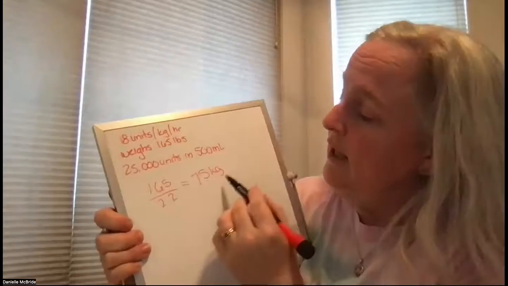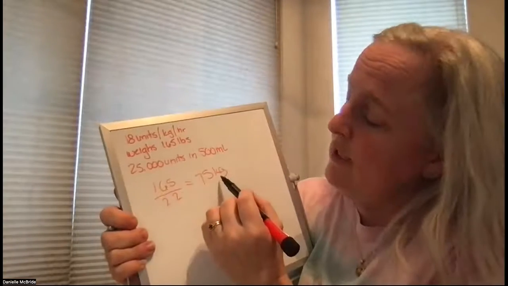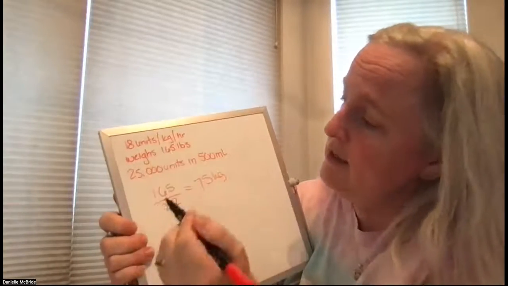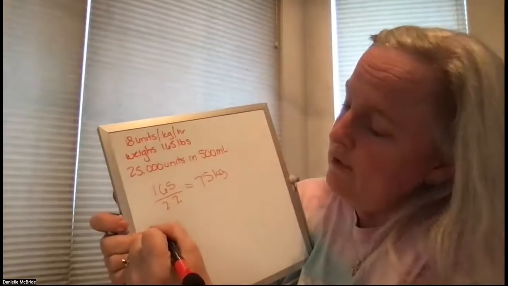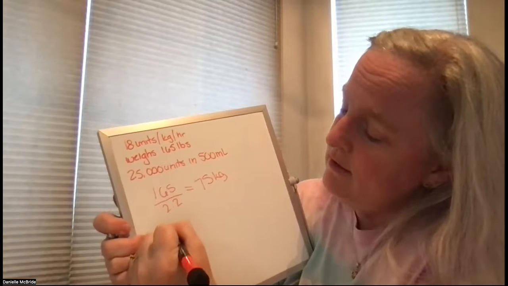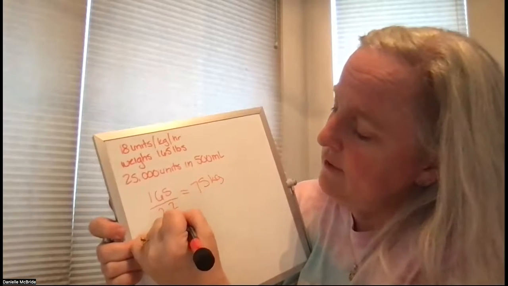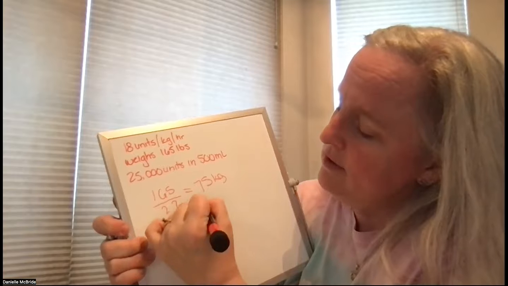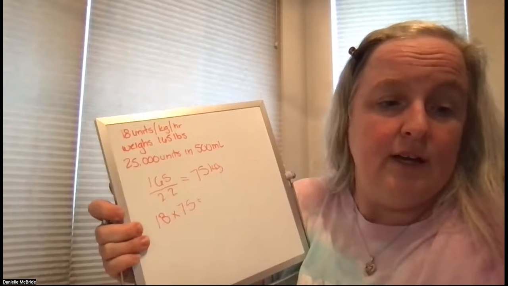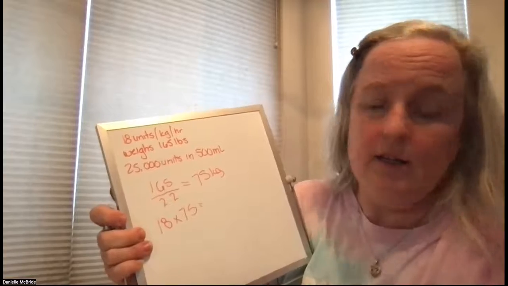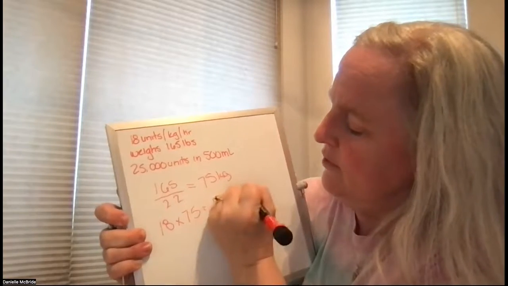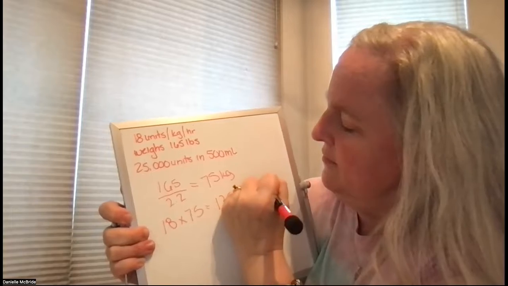Okay. Next, I am going to need to give him 18 units for every kilo that he weighs. So I'm going to figure out his dose. 18 units times 75 kilos is going to give me his dose. So 75 times 18 is 1350 units per hour.